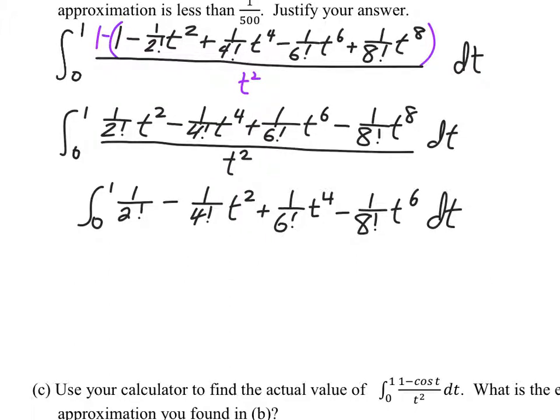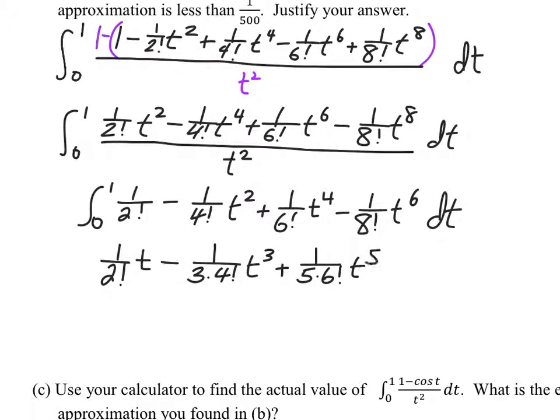All right. It's kind of a pain to type this in the calculator, so I'm just going to do it by hand. So we're looking at 1 over 2 factorial times t minus, so we're just reversing the power rule. Increase your exponent by 1, divide by the new exponent. So 1 over 3 times 4 factorial t to the third, plus 1 over 5 times 6 factorial t to the fifth.